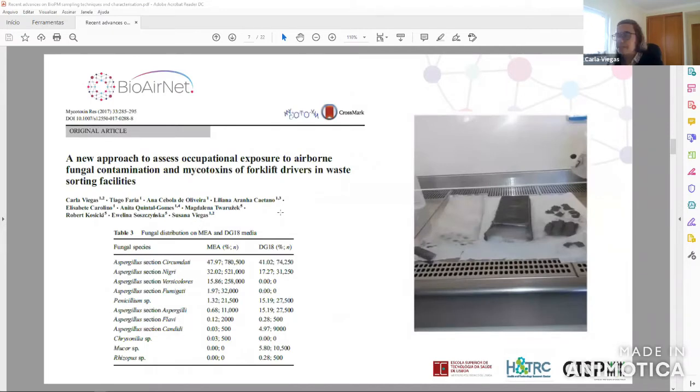In 2017, we did the first attempt at assessing fungal contamination in the filters from air conditioning belonging to forklifts that operate in the waste pile. It was interesting to observe that it also followed the same trend regarding Aspergillus prevalence, and it was possible also to identify different results in counts and species when using different media, as can be observed in the table.